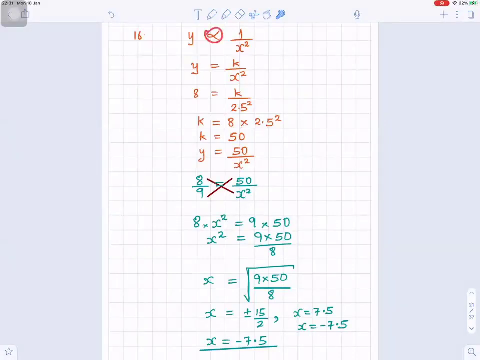Change the proportional sign to equals and k. Substitute the value for y and x and find out the value for k. Substitute the value for y and solve for x.